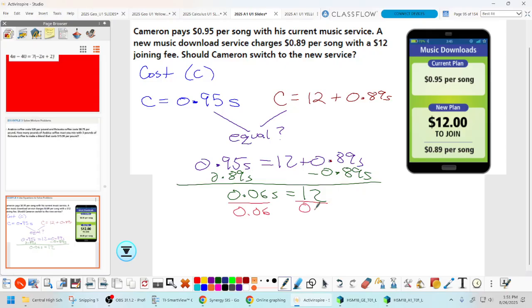So we want to divide because it's multiplied, and just because it's a decimal, that doesn't matter. And we get 200. So, you would tell Cameron, that's the guy here, I guess it could be a girl. You would tell Cameron, if you listen to more or download more than 200 songs, go with which plan?